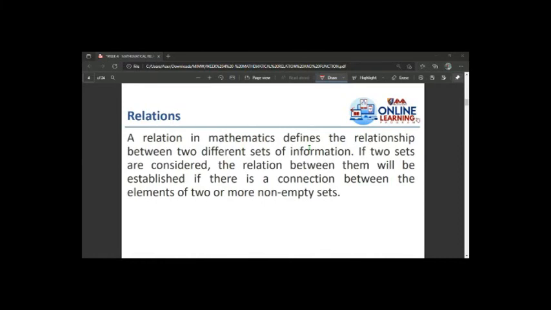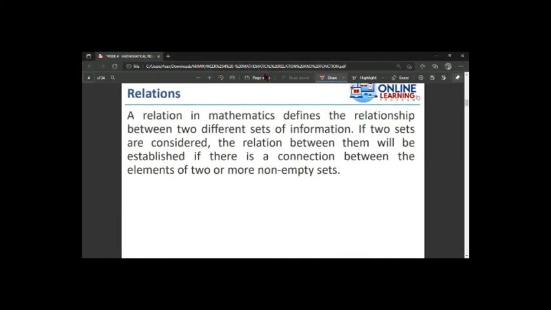Okay. Sabi dito, the relation between them will be established if there is a connection between two elements of non-empty set. So meaning dapat yung dalawang set na gagawan mo ng relationship or mathematical relation should be non-empty, meaning may laman. So for example, if A is empty, walang laman, empty set.